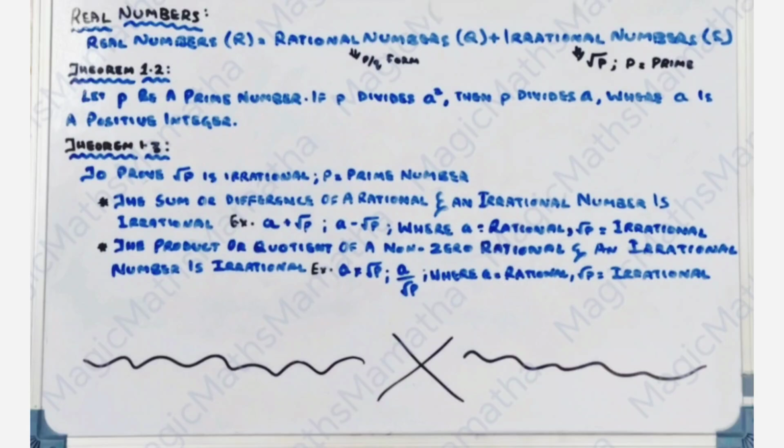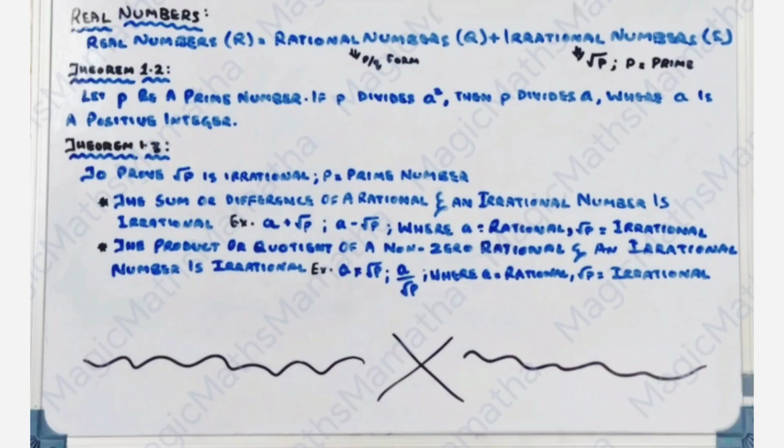As I told you, real numbers are nothing but the union of all the rational numbers represented by the letter Q with all the irrational numbers represented by the letter S. Now let's deal with the next theorem, which is theorem 1.2. Let p be a prime number. If p divides a square, then it clearly holds that p divides a as well, where a is a positive integer.